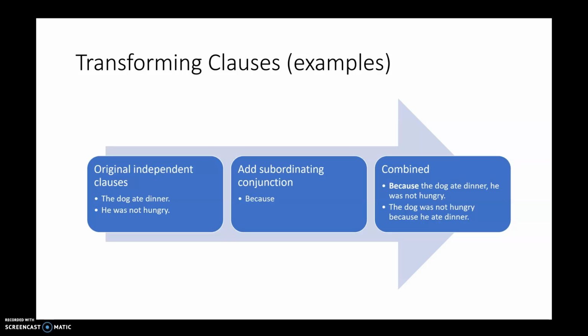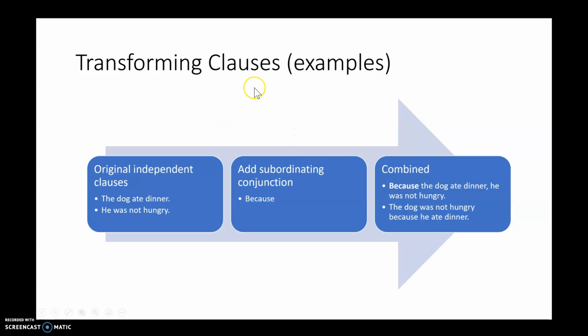Remember, they're the ones where you have an original independent clause, you add a subordinating conjunction, and you combine the resulting dependent clause to the original independent clause. And there were two ways to do that. One was to put the dependent clause before the independent clause, in which case you need a comma: Because the dog ate dinner, he was not hungry. And the other is to put the dependent clause after the independent clause. The dog was not hungry because he ate dinner. And in that case, you don't need the comma because the subordinating conjunction is strong enough on its own.